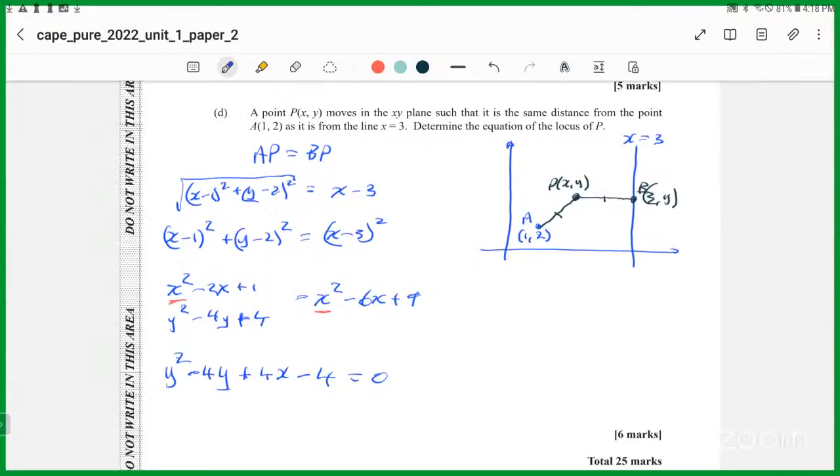But go to that. Yes, sir. It's easy, 6 marks for that, you know. Easy stuff, 6 marks for that.